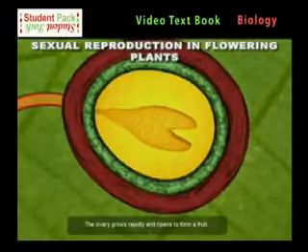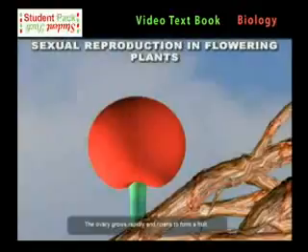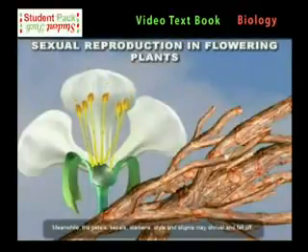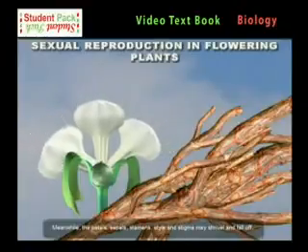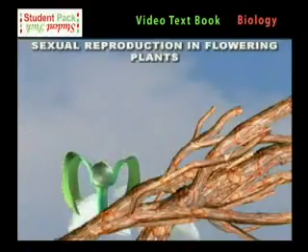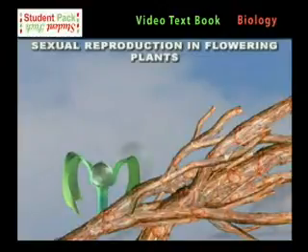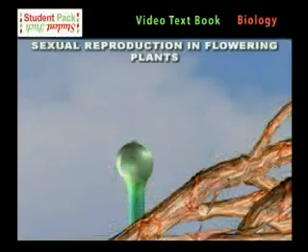The ovary grows rapidly and ripens to form a fruit. Meanwhile, the petals, sepals, stamens, style and stigma may shrivel and fall off. This is the reason why at times flower parts still persist in a fruit.